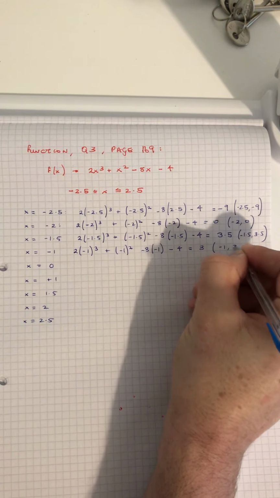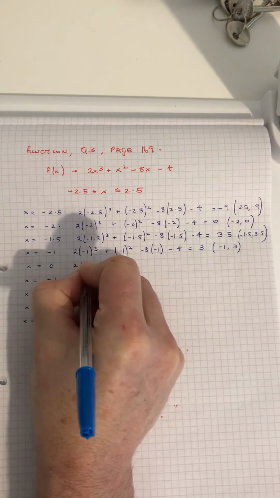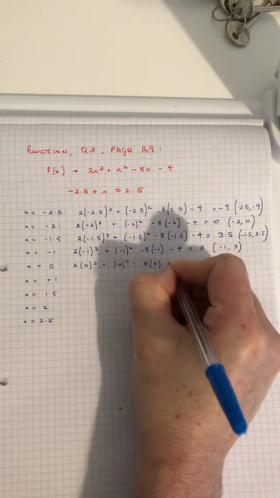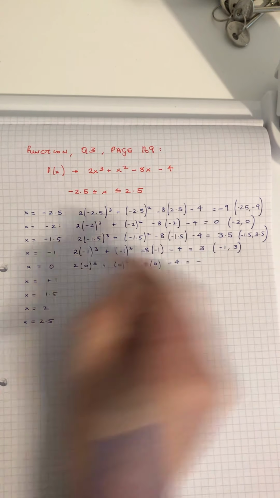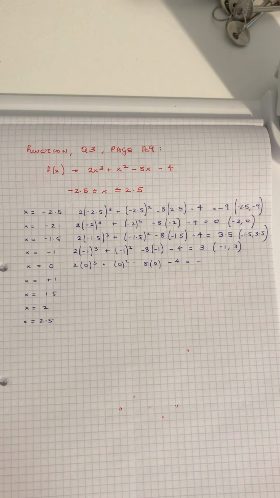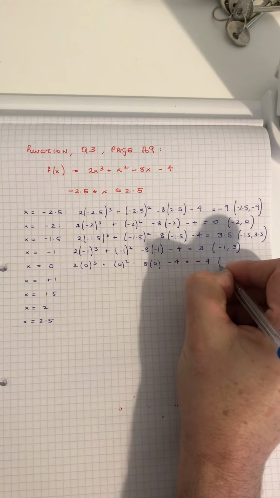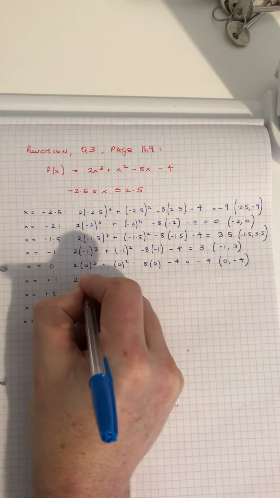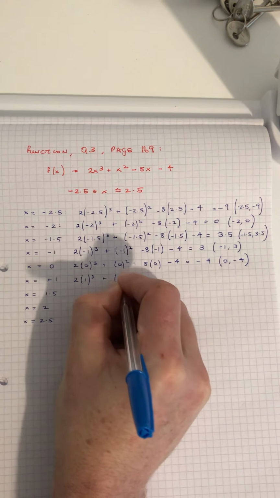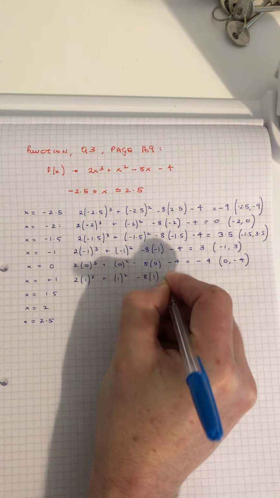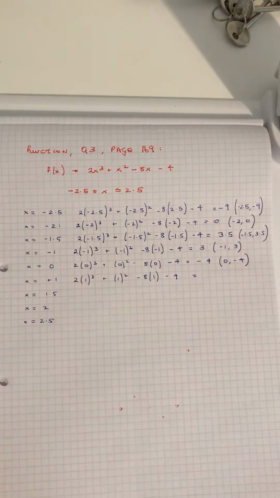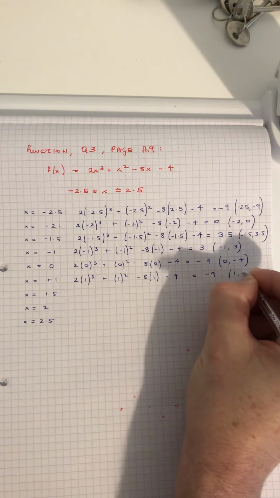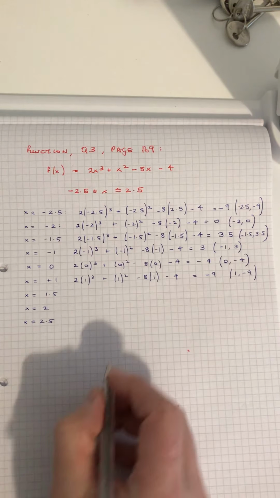So minus 1, 3. 2 times 0 cubed plus 0 squared minus 8 times 0 minus 4 gives me minus 4. So 0, minus 4. 2 times 1 cubed plus 1 squared minus 8 times 1 minus 4 is equal to minus 9. So 1, minus 9.